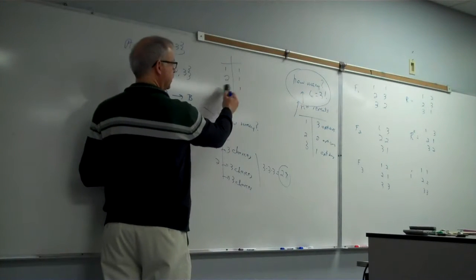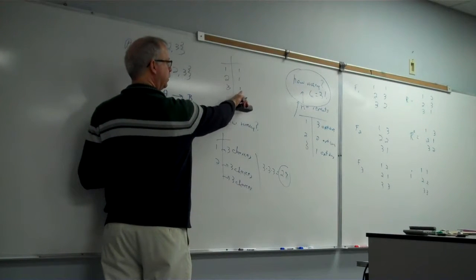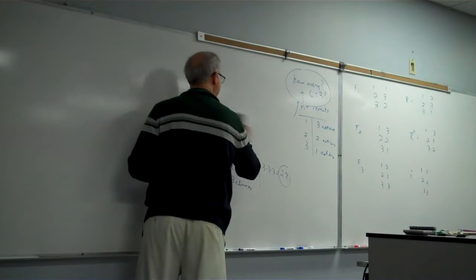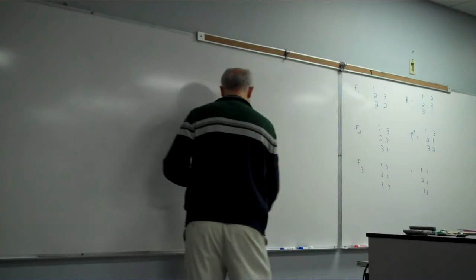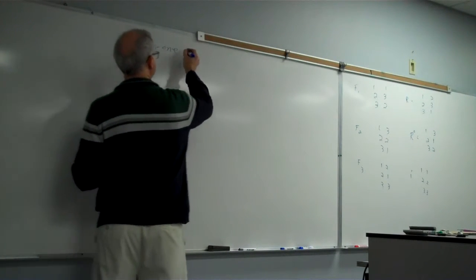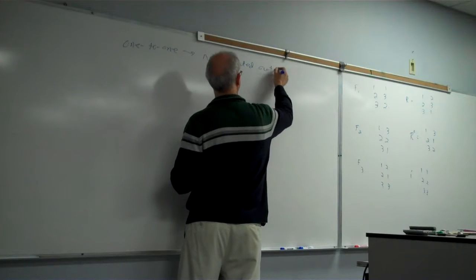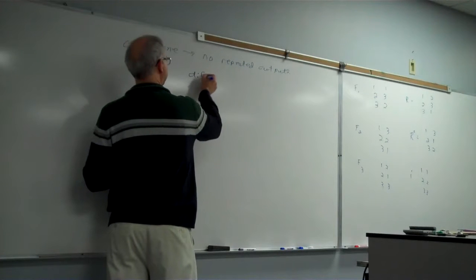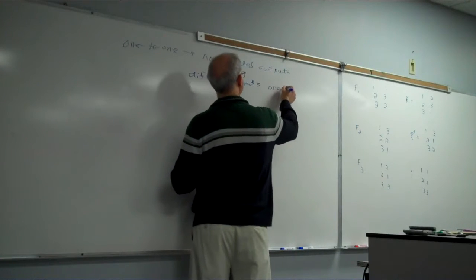I mean, this one's not onto. We don't get all the outputs. Neither is it one-to-one, because we repeat some outputs. So intuitively, one-to-one means we have no repeated outputs. Or different inputs produce different outputs.